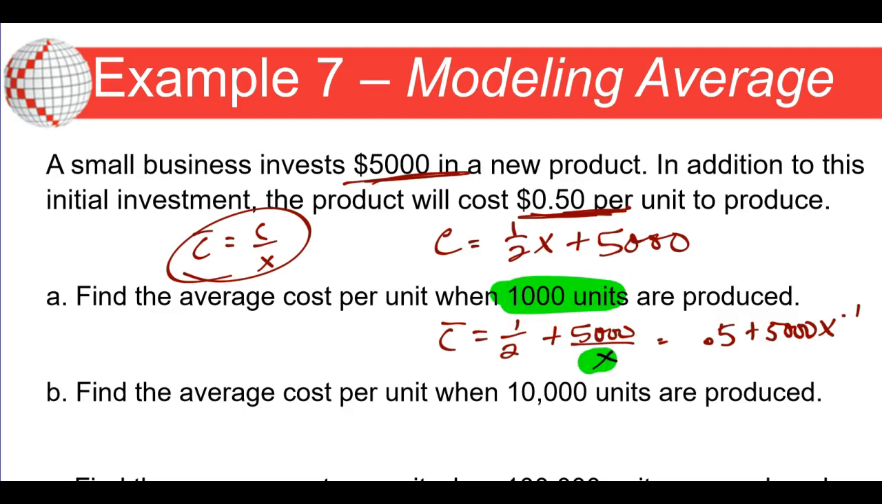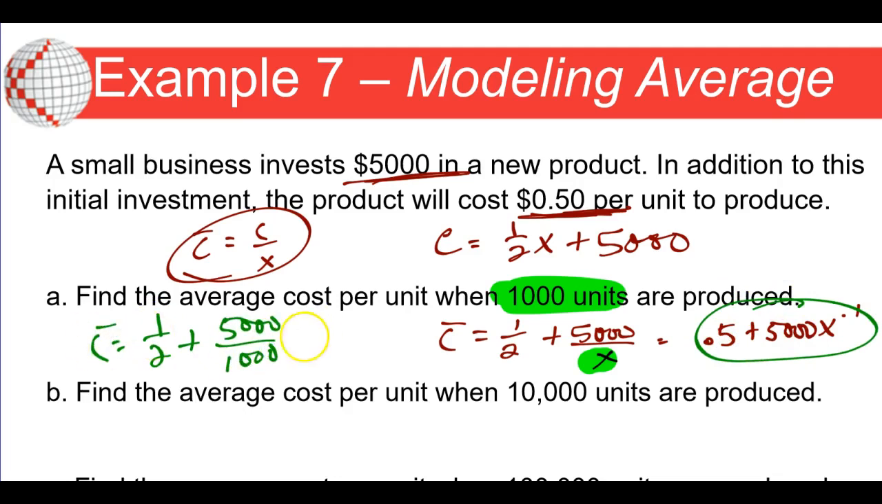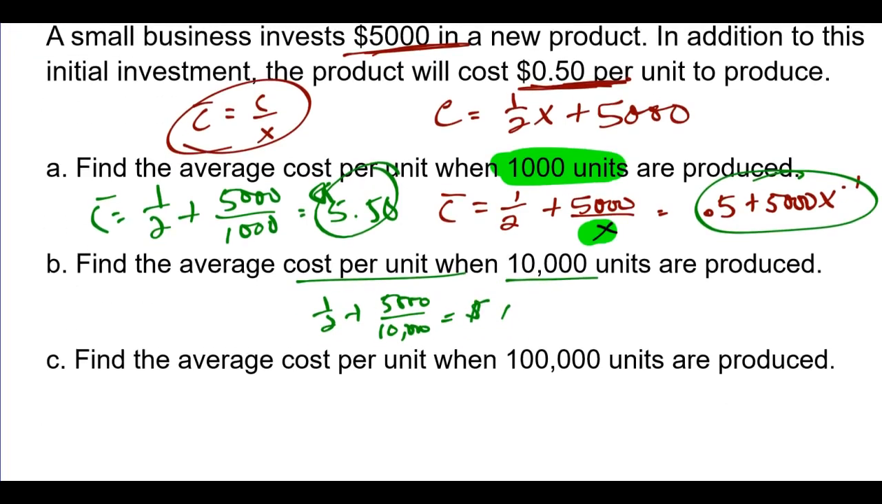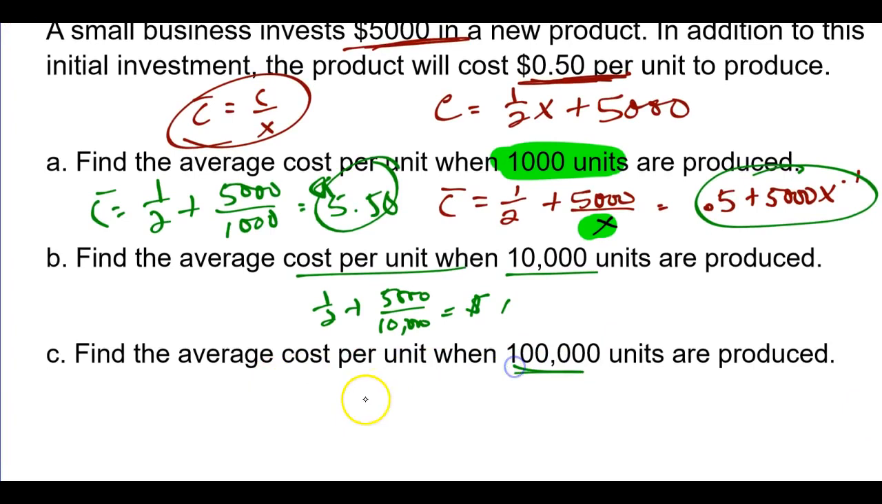So I wouldn't go to this guy yet. I would just go 1/2 plus 5,000 divided by 1,000. That's my average cost, and I think that turns out to be $5.50. The average cost per unit for 10,000, I do the same thing. 1/2 plus 5,000 divided by 10,000, and that'll turn out to be $1. And the average cost per unit for the next one, same thing, and that turns out to be 0.55.